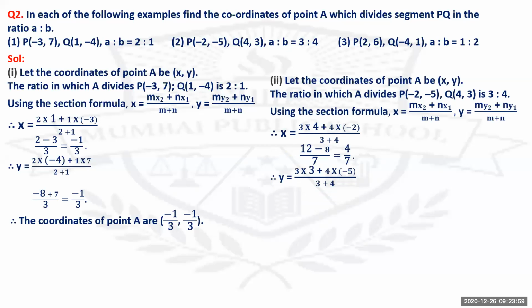Similarly, you'll find value of y. Substituting the values, you'll get 3 into 3 plus 4 into minus 5 upon 3 plus 4. That is equals to 9 minus 20 upon 7. That is equals to minus 11 upon 7. Therefore, the coordinates of point A are 4 upon 7 comma minus 11 upon 7.